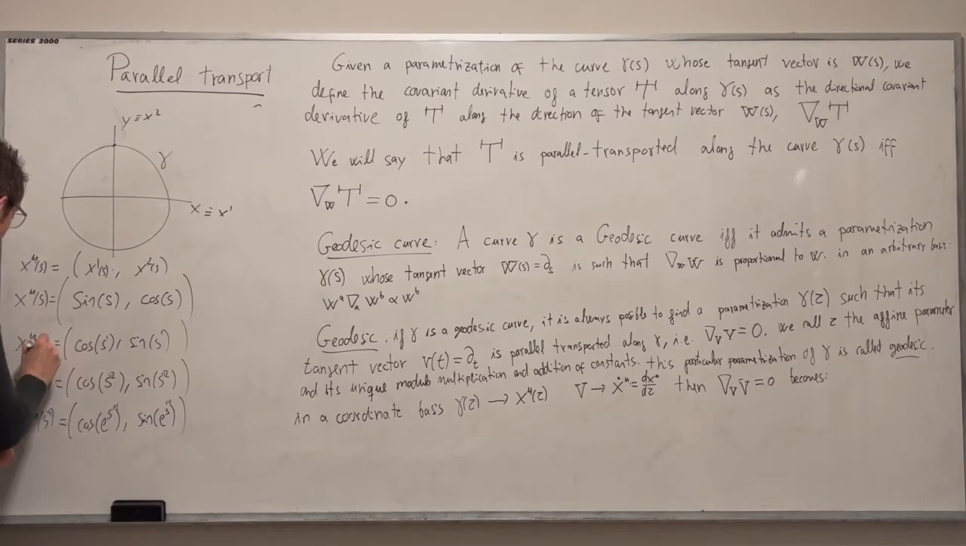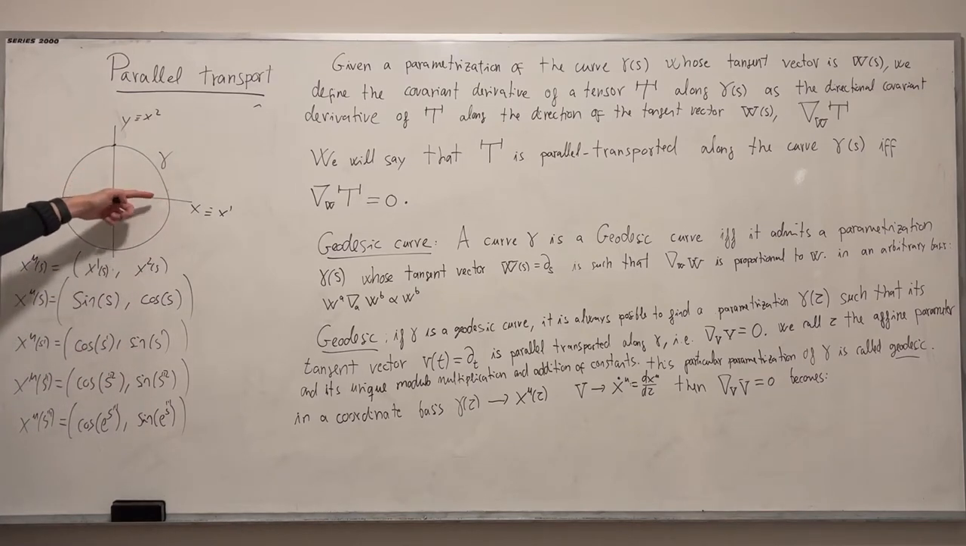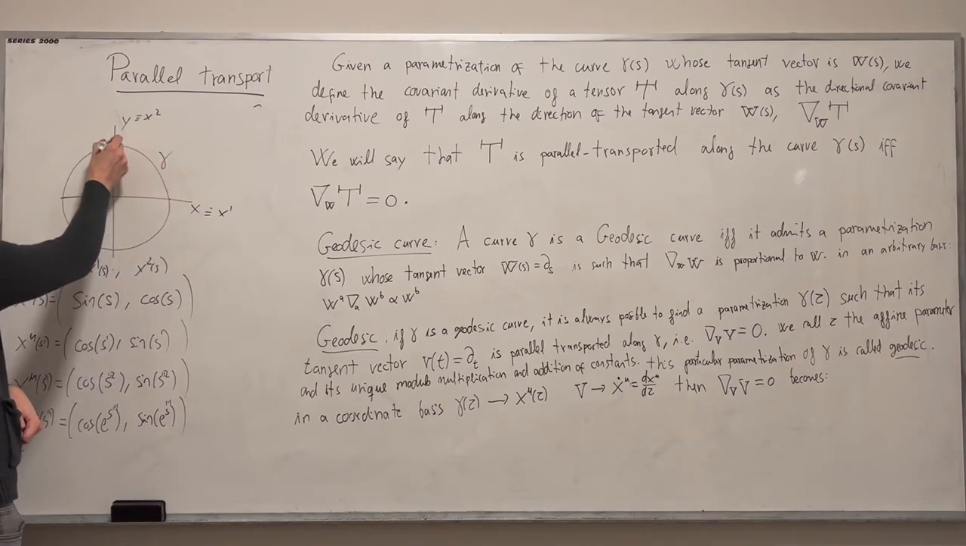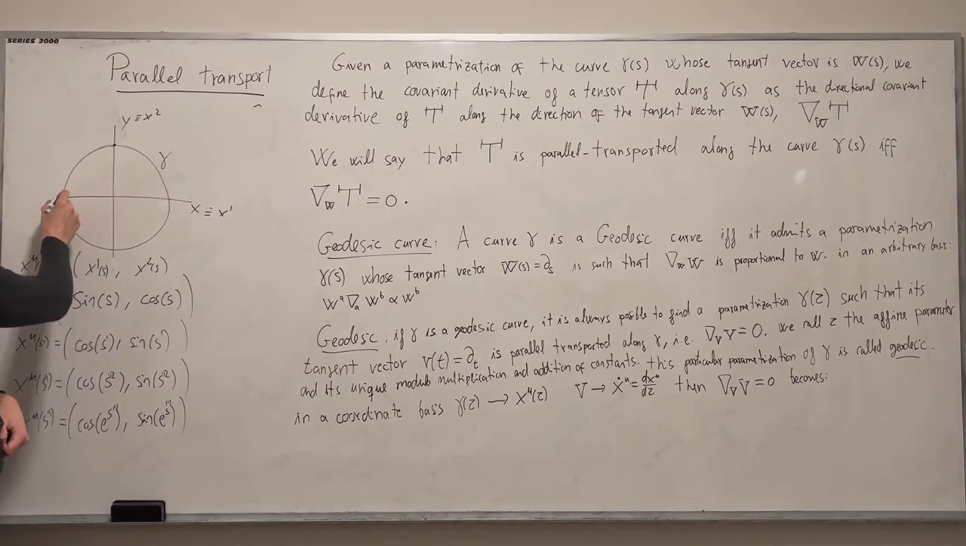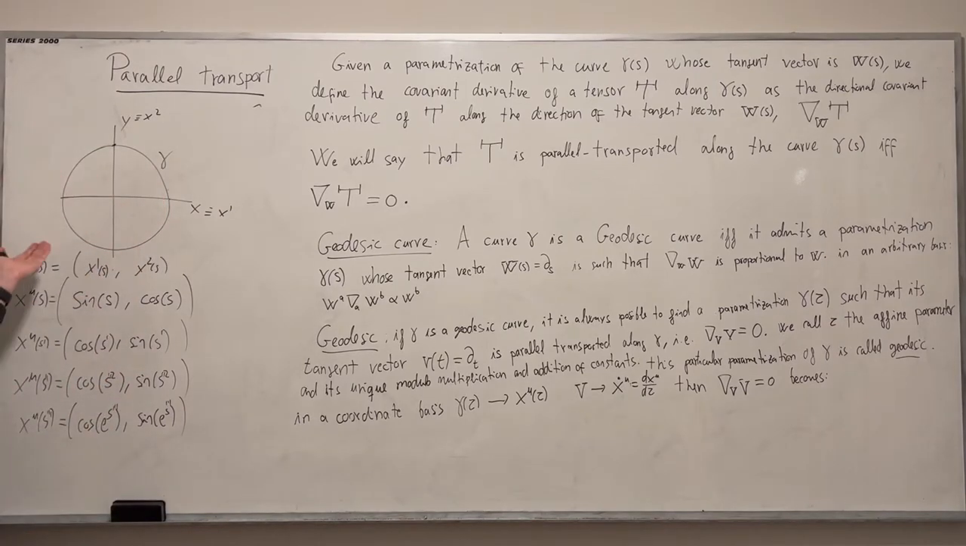Now this is a different parameter. Let me call it S prime. S prime is a different parameter, but this also parametrizes the same curve, right? How come? Well, look, at S prime equals 0, I'm at the point 1 for x and 0 for y, so I'm here. And as I increase S prime, I start moving in this direction. Pi over 2, pi, 3 pi over 2, and 2 pi. So I describe the same circumference, right?